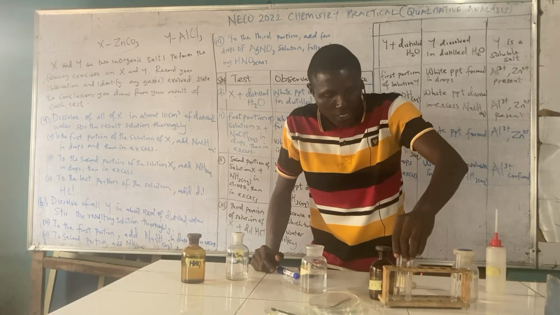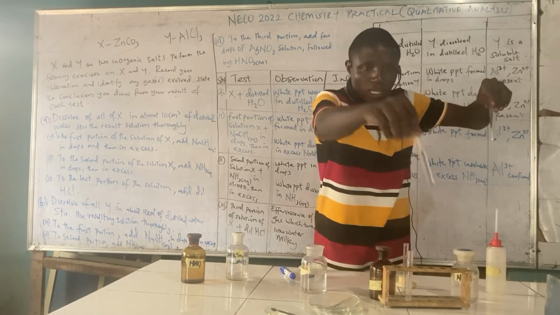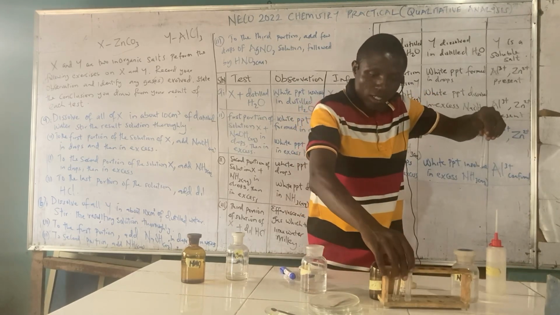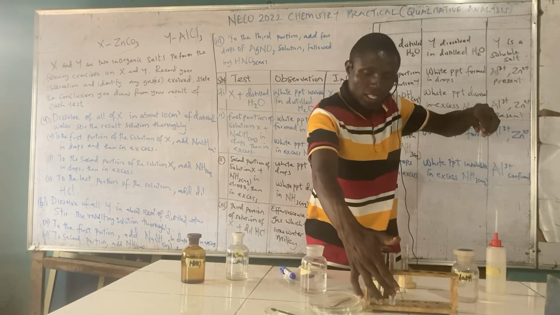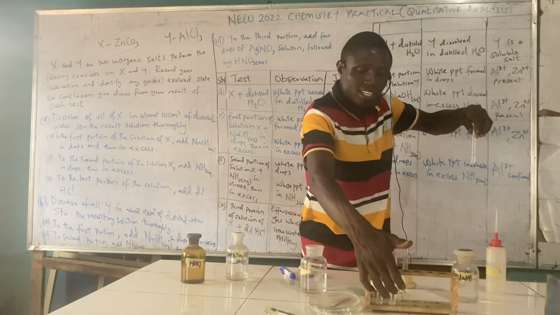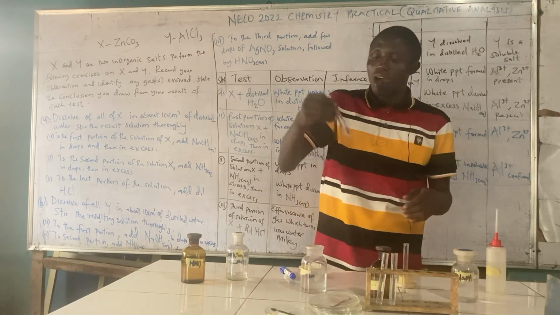So that's that. Now you can see this one, they are both soluble. Now look at this, they are insoluble. So that's why this is not soluble. Aluminium is not soluble in excess ammonia. That's the confirmatory test for aluminium.